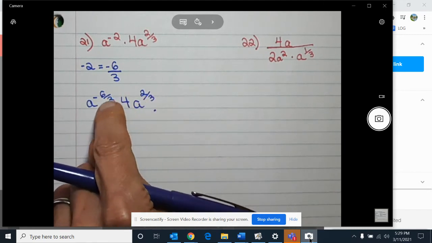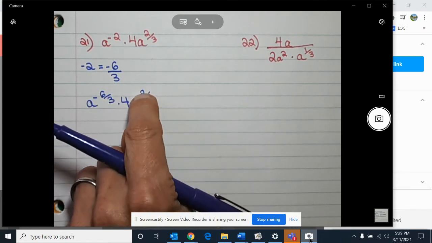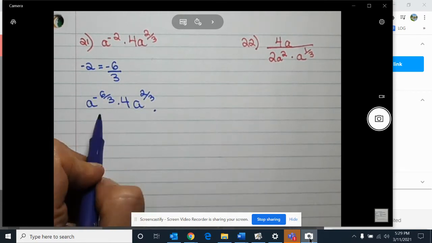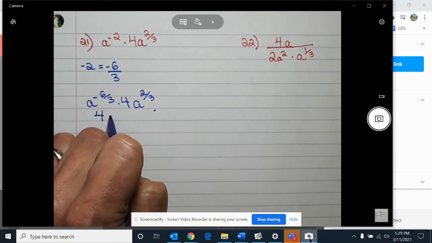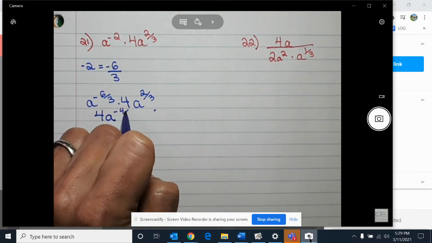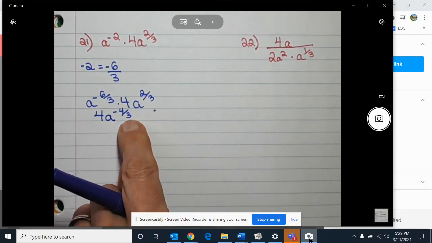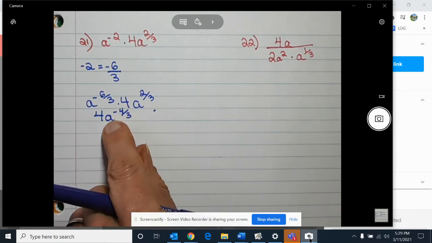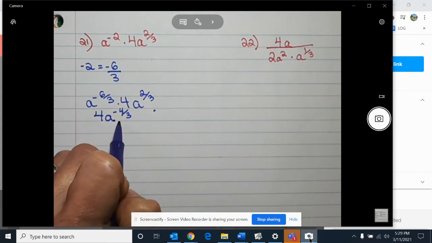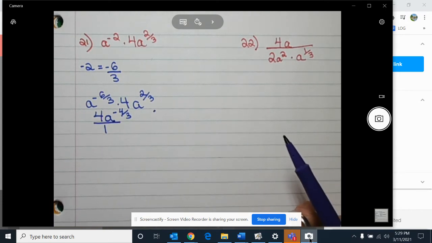Now that these fractions have the same denominator, add them. -6 plus 2 is -4. So right now we have 4a to the -4/3 power. Well, remember how we apply negative exponents. We need to change its position. But this does not become 1 over 4a to the +4/3 power, excuse me.